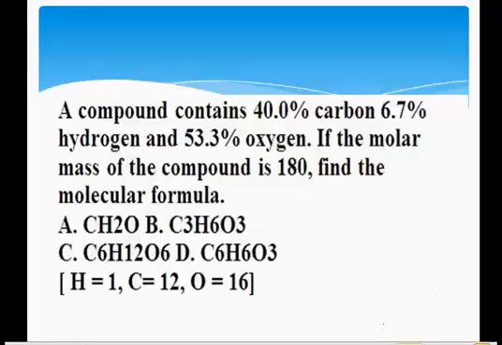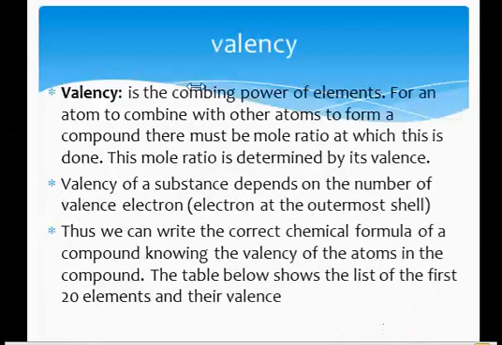Okay, so let's proceed. Now we're going to talk about valency. What's valency? Valency is the combining power of an element. For an atom to combine with other atoms to form a compound, there must be a mole ratio at which this is done. So every combination has a mole ratio, and this mole ratio is determined by valency. So the valency of the atom coming to combine, especially in ionic bonding. Mostly we regard valency when it comes to ionic bonding.